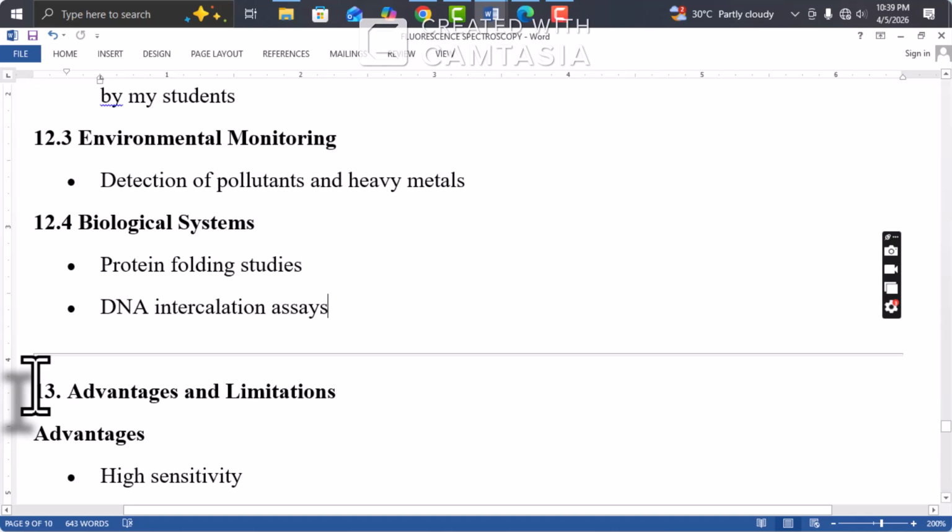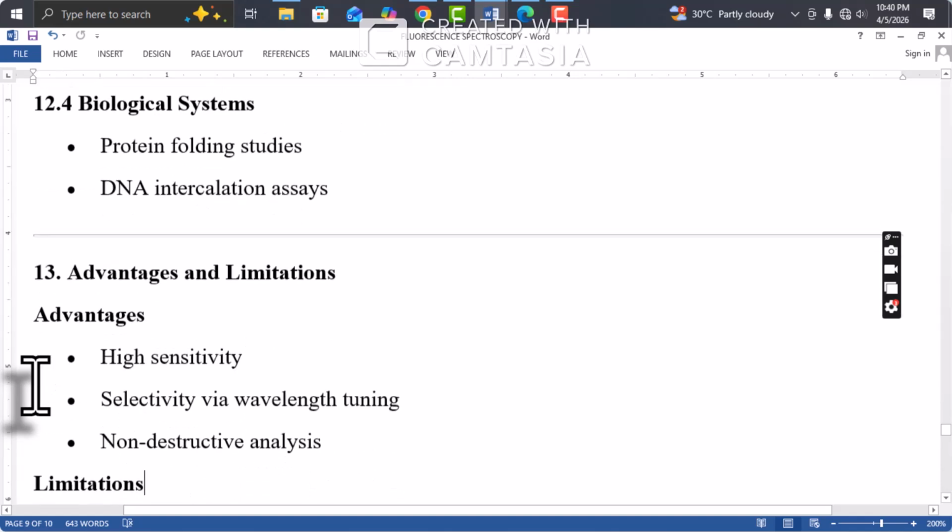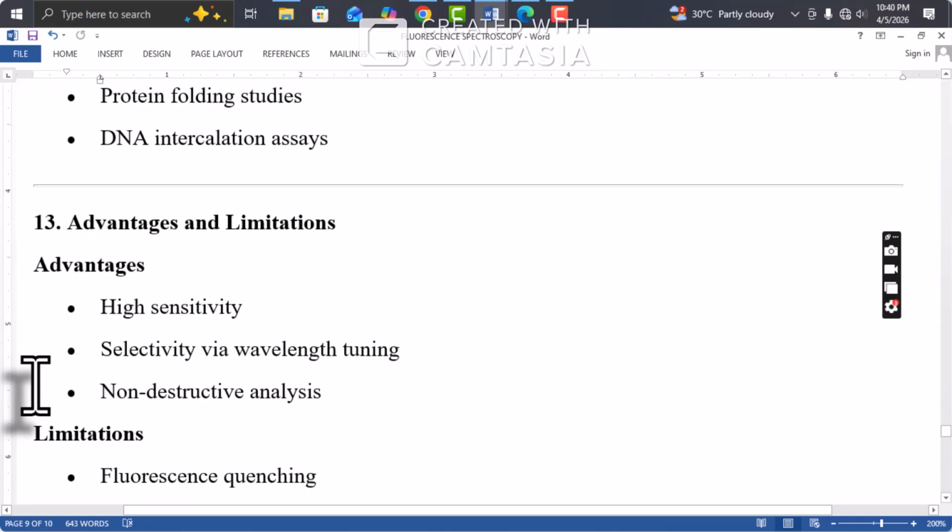So the advantages and limitations. One, yes, it is highly sensitive, and sensitivity comes via wavelength tuning. Then it is a non-destructive analysis. That means when you are doing this analysis using fluorescence photometry, it's not going to destroy your sample. So you can use it on a living cell. It's not going to destroy it.